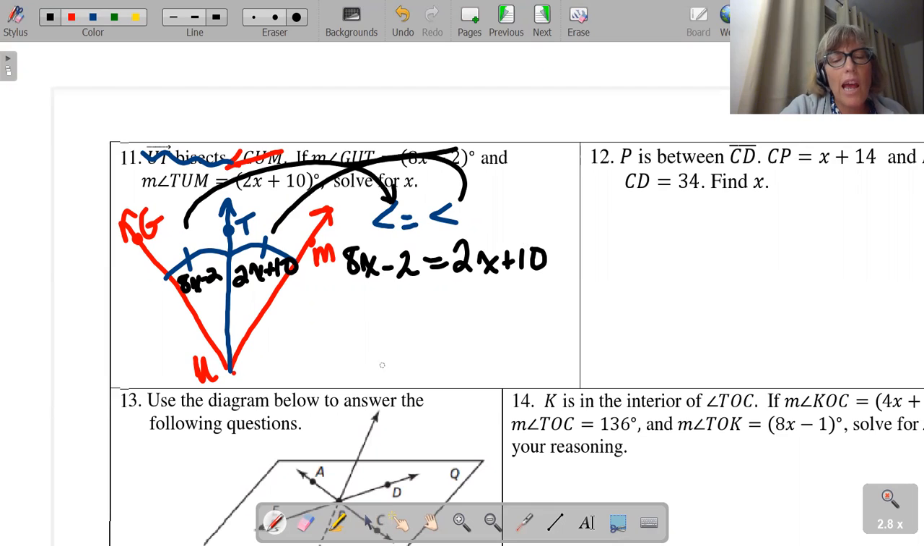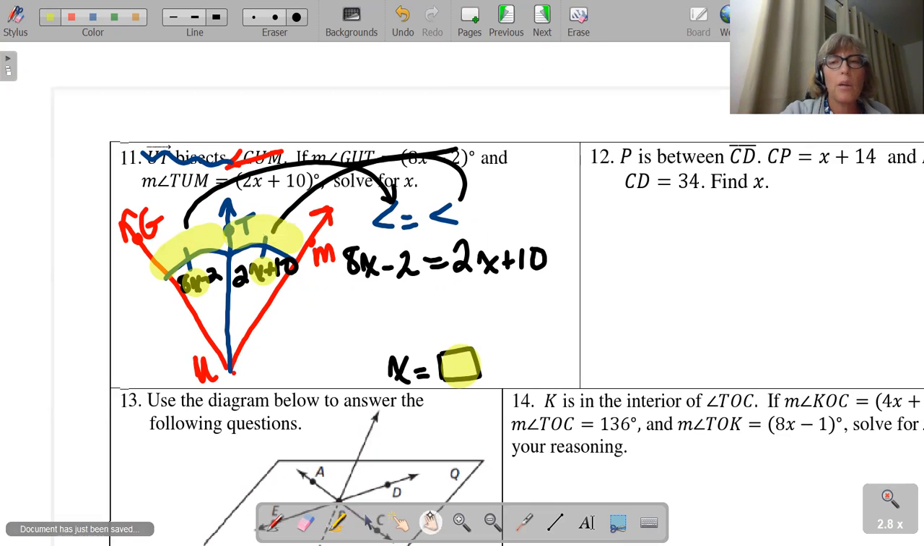Now it asks you just to solve for x. I would never just ask for x in my class because it's super easy to check this. Whatever your x is, plug it back in, check the measures, and if your x is correct, those two measures would be equal. So just for good measure, always plug it back in and double check it.